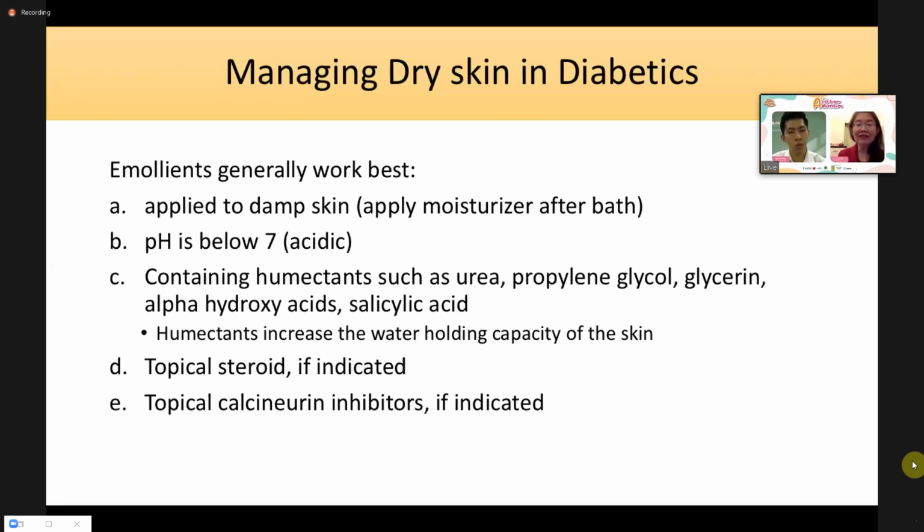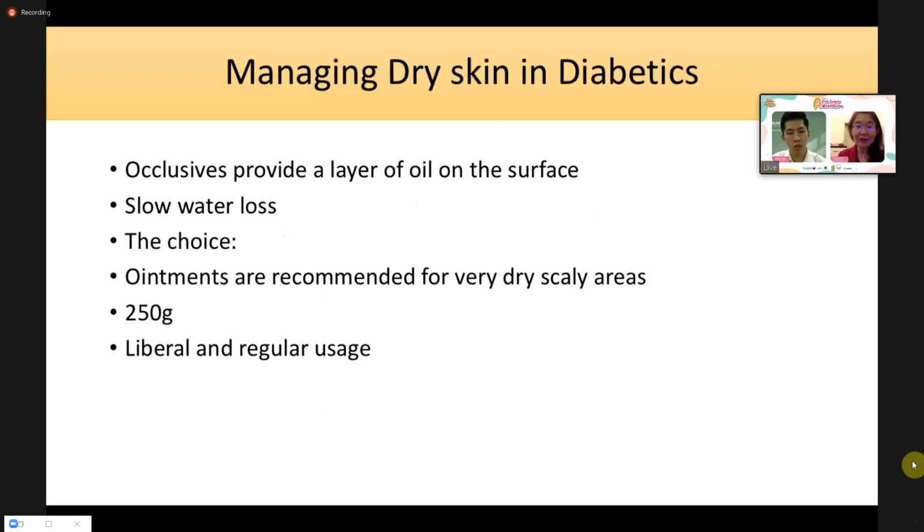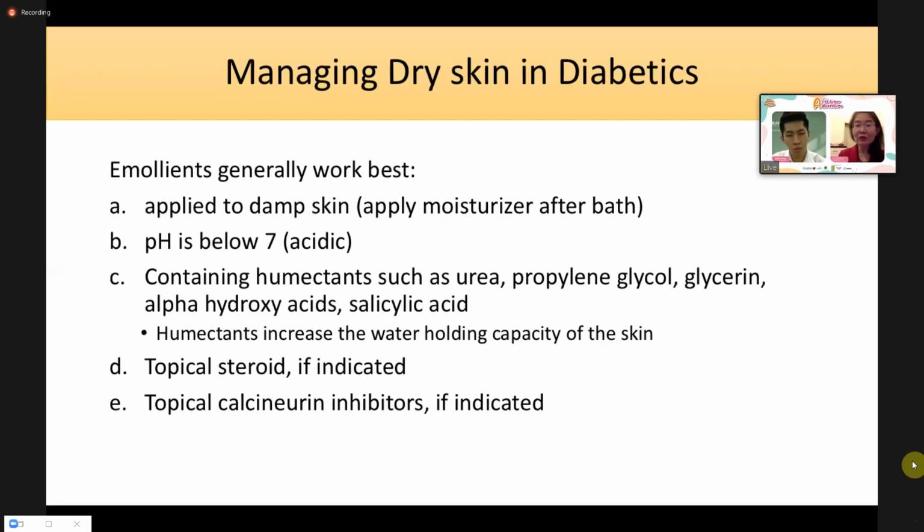So of course, if you need to, then you probably need to apply topical medication like steroids. I know there's a lot of steroid phobia now, but if it's indicated, you still need to use it, provided you treat the infection as well. And if you want a steroid sparing effect, you can use topical calcineurin inhibitors to treat the inflammation. Else you'll be scratching it, and it will lead to a vicious cycle, which is the itch scratch cycle.